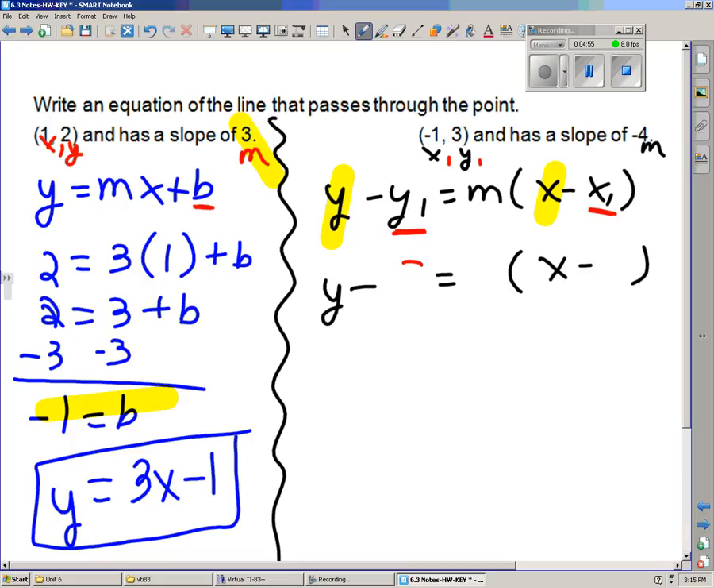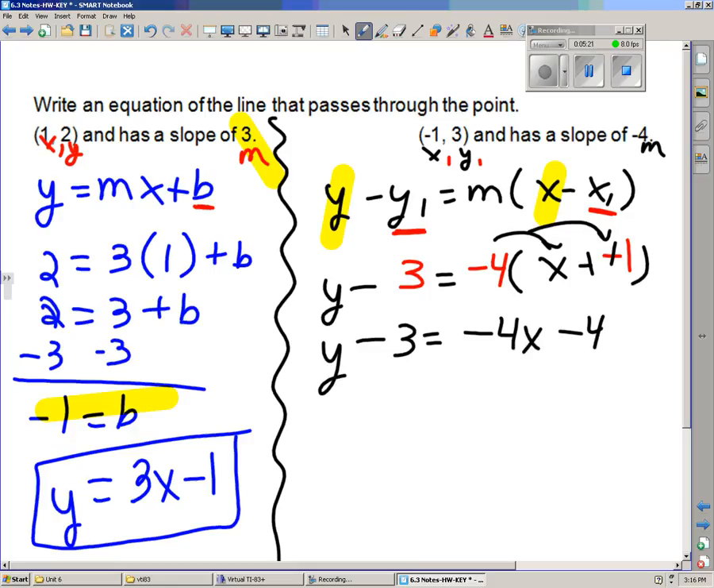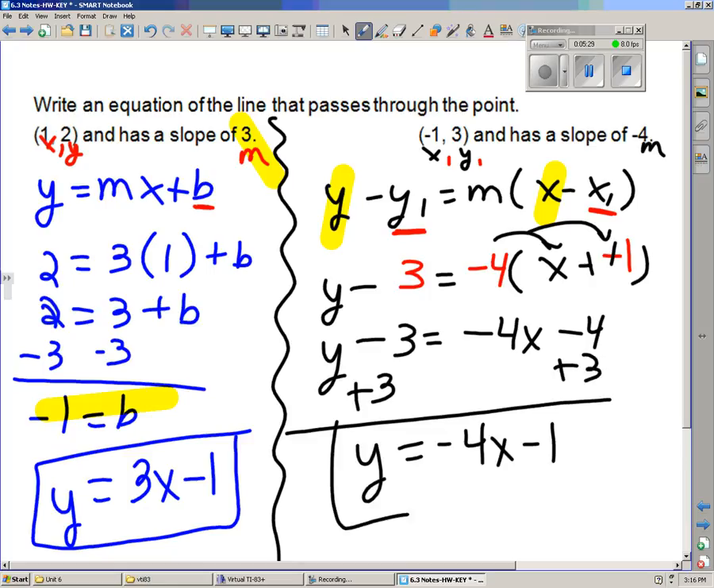So y minus y1 was 3. Slope, m, which is negative 4, equals x minus the x-coordinate, which is negative 1. What's nice about this particular formula is once you simplify it, you go right to the equation of the line. Double negatives give you a positive. When you do the math, y minus 3 equals, distribute, negative 4x minus 4. Add 3 to both sides, write down the equation that you want: y equals negative 4x minus 1.